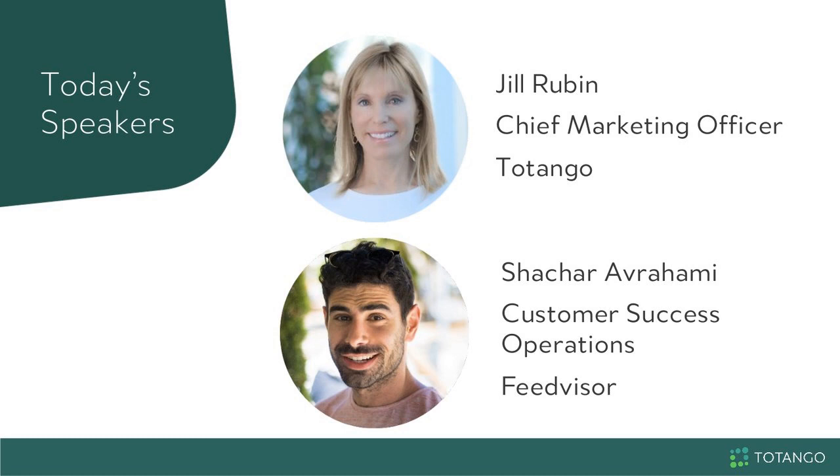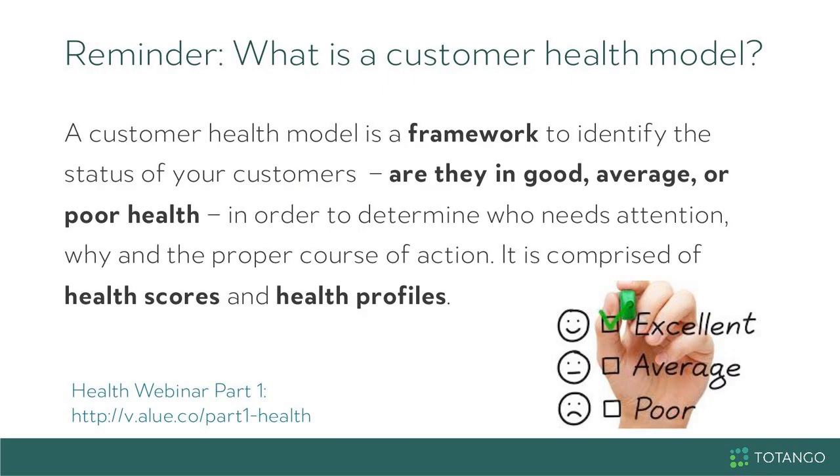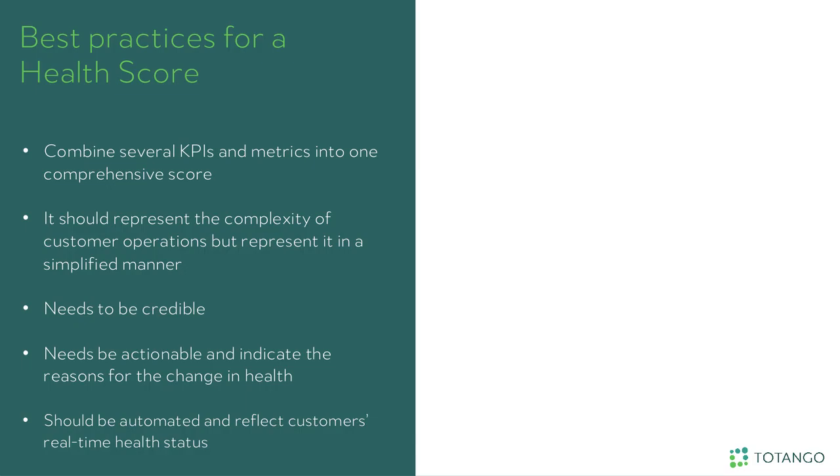I'm going to do a brief intro, and then I'm going to turn it over to Shahar to tell his great story. In part 1, we talked about building a robust health model, which is basically a framework to determine if customers are in good, average, or poor health, so you can plan your engagement strategy.